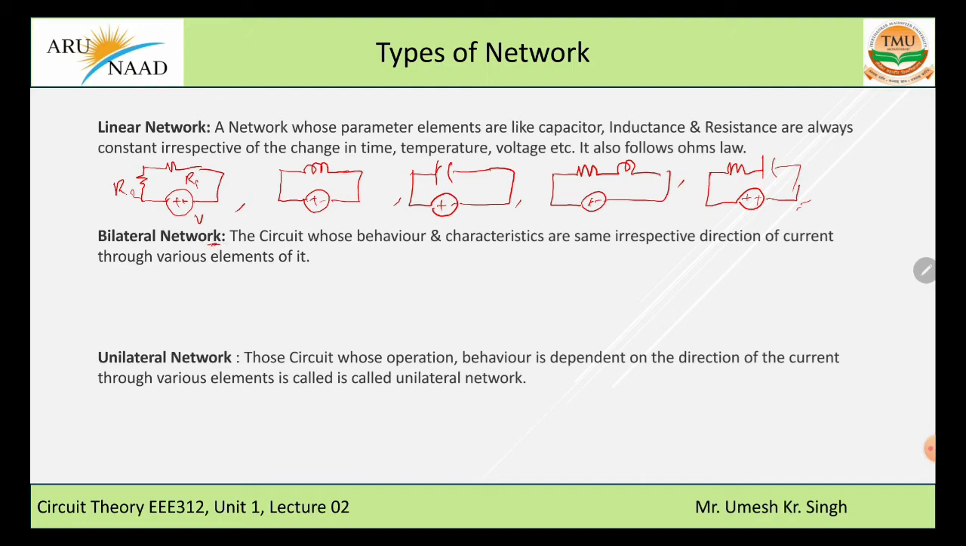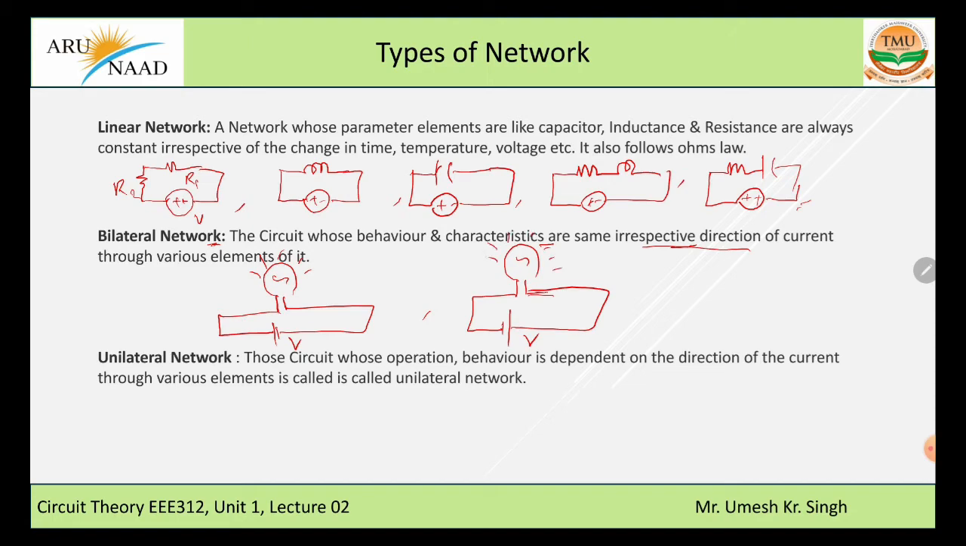Bilateral networks are those whose behavior and characteristic are the same irrespective of the direction of current. Let us consider an example. If we look at this, it is purely resistive. So if we apply the supply in this manner, and if we apply it in this manner, in both the cases the circuit behavior and characteristic will be the same.